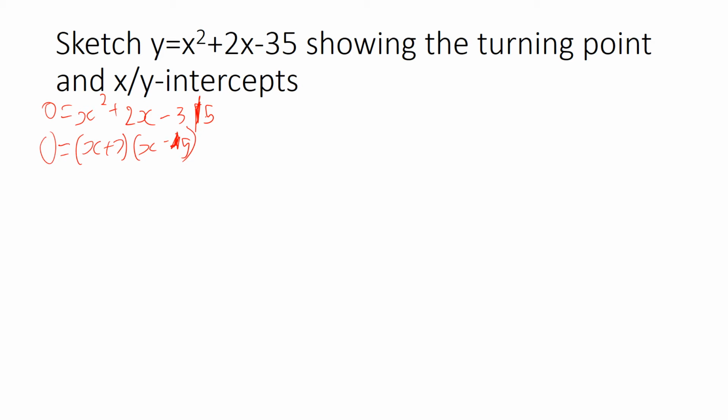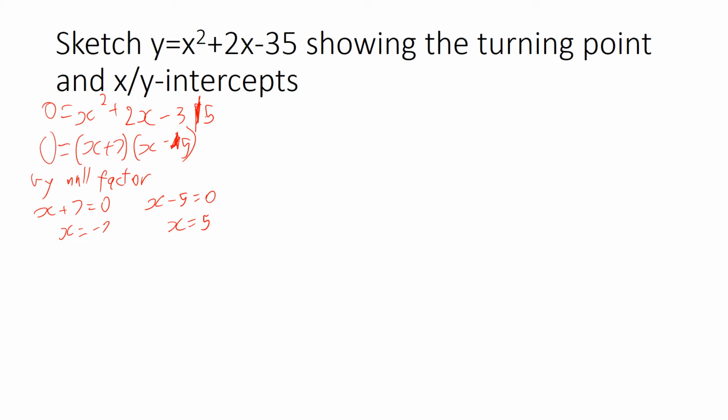So now we've got 0 is equal to two things that are multiplying. That means we can use the null factor law. So by null factor, we get x plus 7 equals 0 and x minus 5 is equal to 0. Then we solve both of these. We get x is equal to negative 7 and x is equal to positive 5. So these are our two x-intercepts.